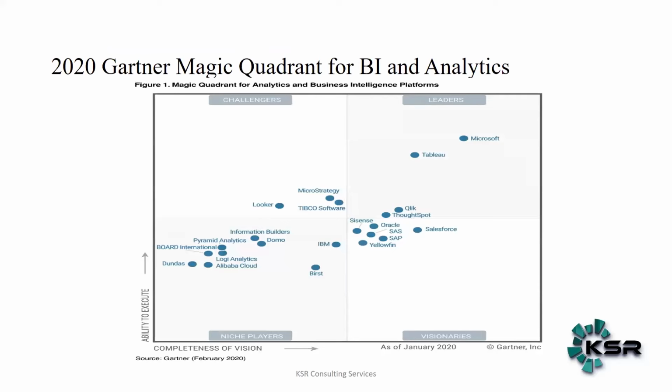Now, this is the Gartner Magic report. In this report, you can see that 30 plus business intelligence tools are there, 30 plus BI tools, shown as small circles. Now, if you observe this, you can see that all the circles are placed within these four boxes. Now, let's go and read how it looks.